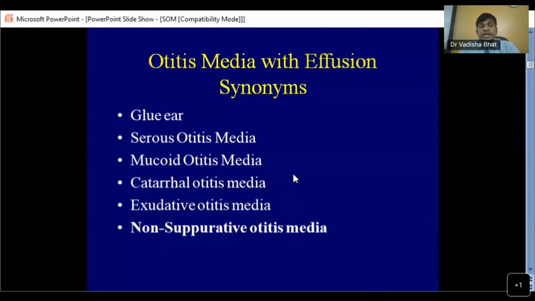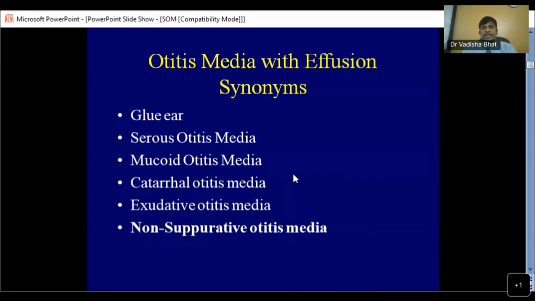It is also named by some as catarrhal otitis media because the most common cause of this condition is the common cold. It is also called exudative otitis media because the collection in the mid-ear cavity is an exudate from the mucus glands that are there in the mid-ear cavity. Commonly, it is also called non-suppurative otitis media because the secretion in the mid-ear cavity is not pus. So it is not due to a suppurative infection in the mid-ear cavity.